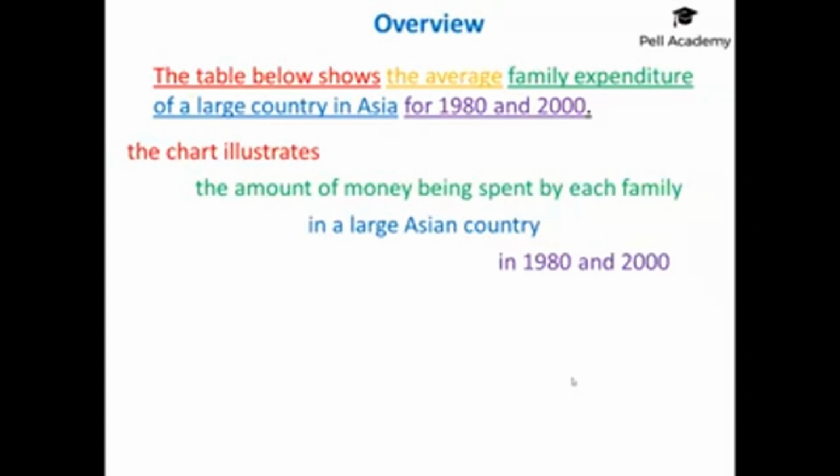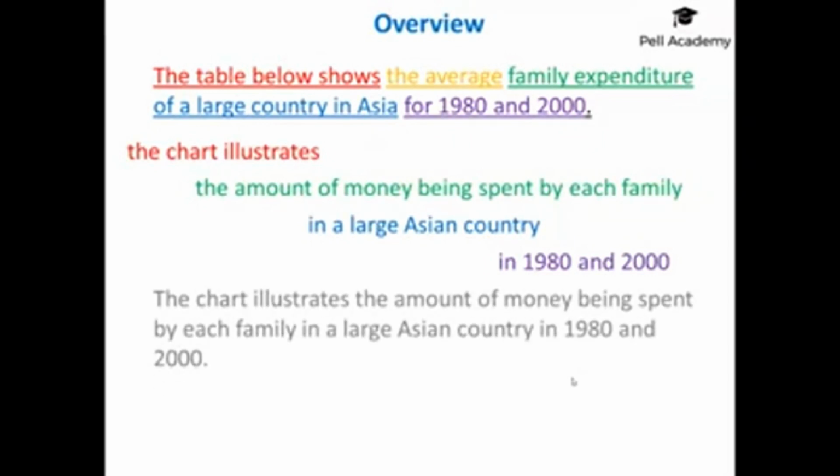So I'm going to piece that all together, so I'll give you guys 3 seconds, so again, pause the video and watch when you're ready. But this is my paraphrase for that question. The chart illustrates the amount of money being spent by each family in a large Asian country in 1980 and 2000. So if you have a keen eye, you will have noticed that I forgot something.